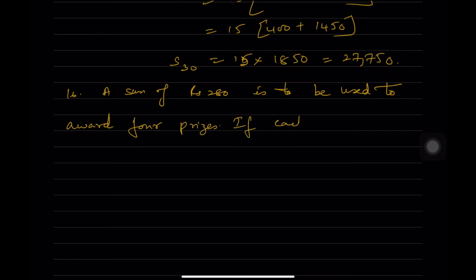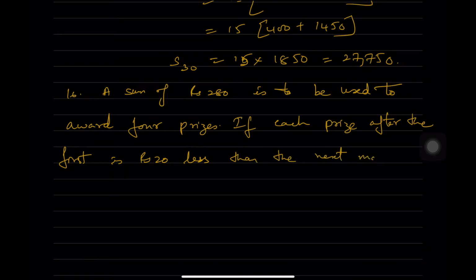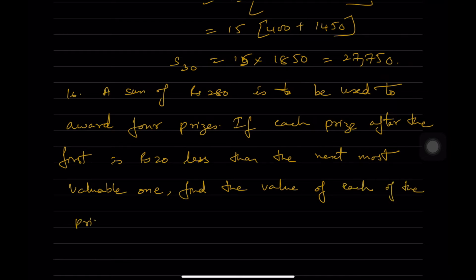If each prize after the first is rupees 20 less than the next most valuable one, find the value of each of the prizes.